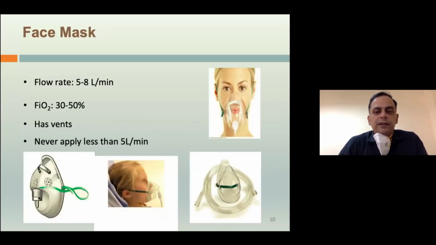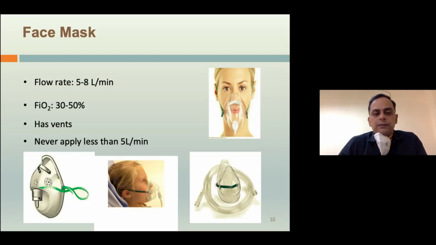Second one is the face mask. This is the oxygen device which most of us are very used to, including the nursing staff, our interns, everybody. This is also known as Hudson's mask. This can be used to provide oxygen from 30% to 50% FiO2. It has vents on the side from which the exhaled air goes out.